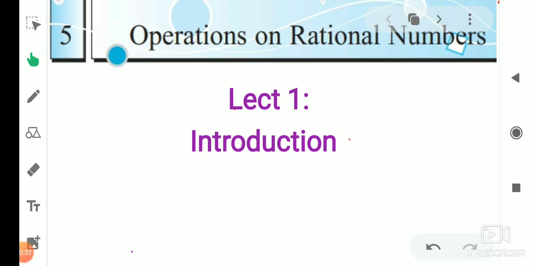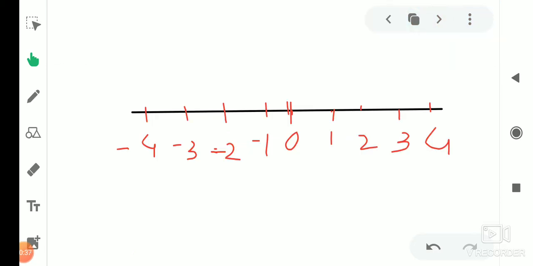Students, in the previous standards, we've already learned about a number line. Number line is a line that contains 0 in the middle. Then on the right hand side, it contains all the positive numbers like 1, 2, 3, 4, 5 up to so on. And on the left hand side, it contains the opposite numbers, like -1, -2, -3, -4 up to so on. It is used to represent the numbers on a number line.